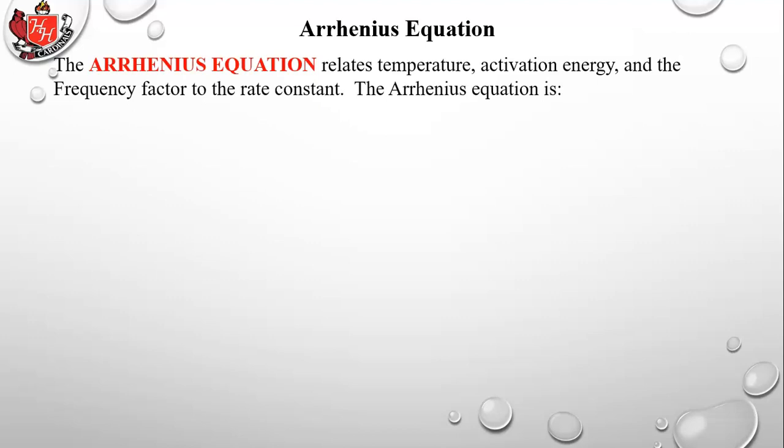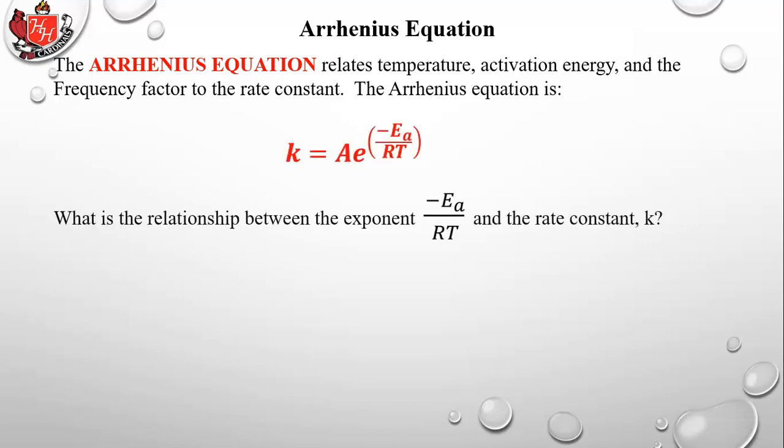The Arrhenius equation relates temperature, activation energy, and the frequency factor to the rate constant. So before we always said the rate constant was a function mainly of temperature. That's true, but it's also a function of these other things, the activation energy and the frequency factor. So there's the equation. What is the relationship between the exponent, negative Ea over RT, and the rate constant?